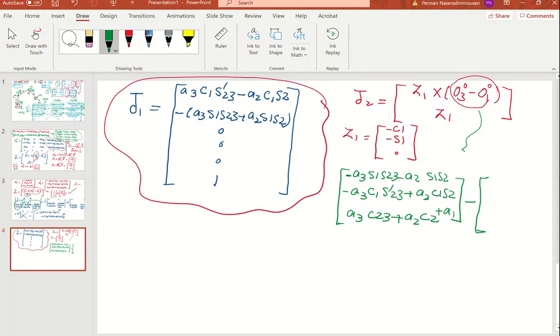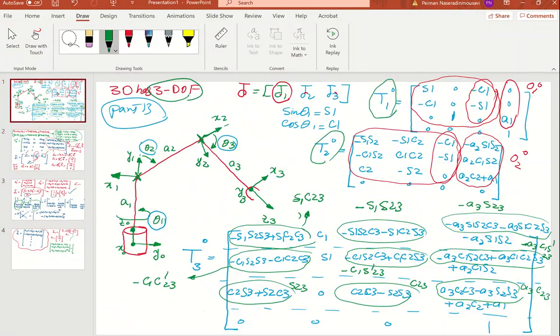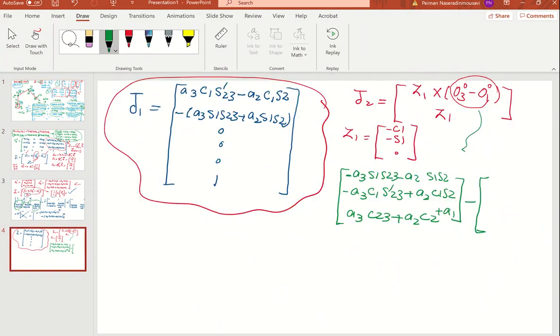Plus A1. That's right, plus A1. So O1 with respect to 0, as I showed to you here. Here we go. It is 0, 0, and A1. On the other hand, the result is this except this A1. Now the result of this is going to be, as I showed to you, I'm just eliminating A1. Here we go. Now I have to multiply that.